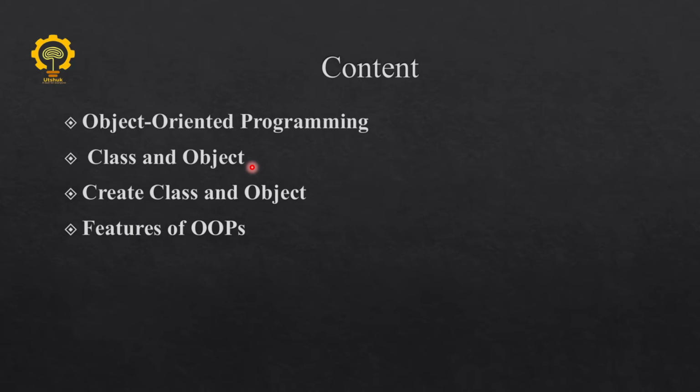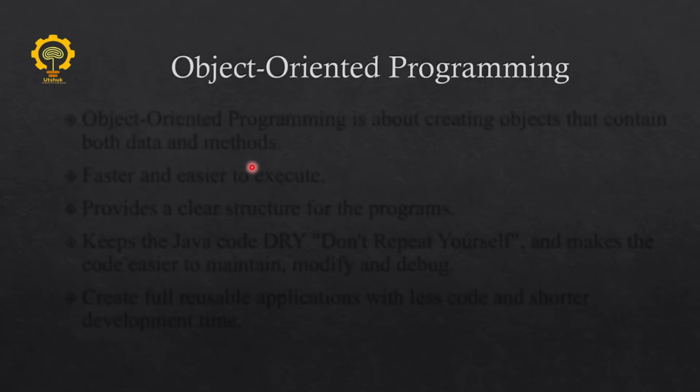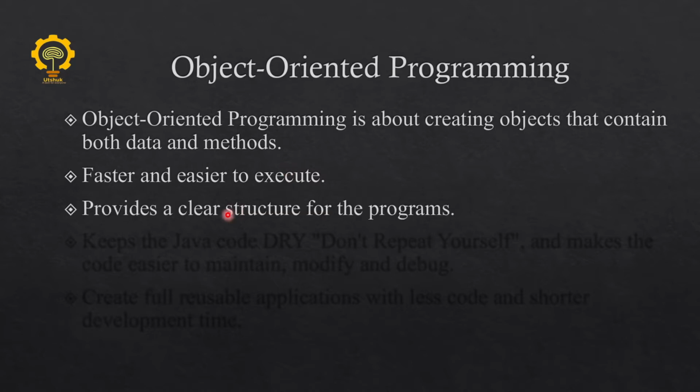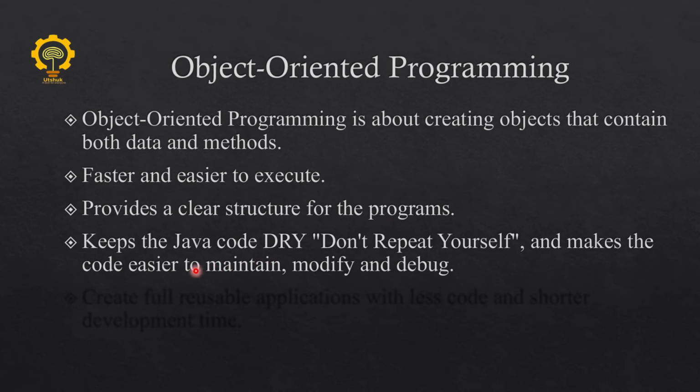Basically, object-oriented programming is very essential in every programming language. Object-oriented programming is about creating objects that contain both data and methods. We use the OOP concept because it's faster and easier to execute. We can obtain the code in a well-structured manner, as it provides a clear structure for the program. And it keeps the code DRY, that is, Don't Repeat Yourself.